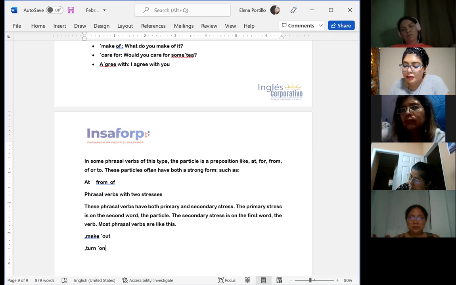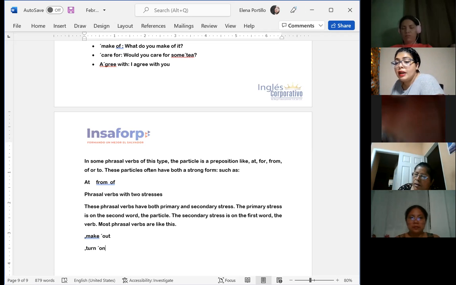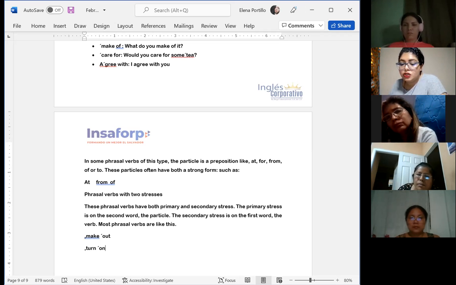Separable phrasal verbs can be used in three possible ways. And this affects where the stress falls. The dictionary tells you which of these three ways you can use for particular phrasal verbs. In this case, we know that some of the phrasal verbs are inseparable, but this kind of phrasal verbs that have two different types of stress are separable and they can be separated by the object. And also the dictionary explains the three ways that we can use these phrasal verbs.